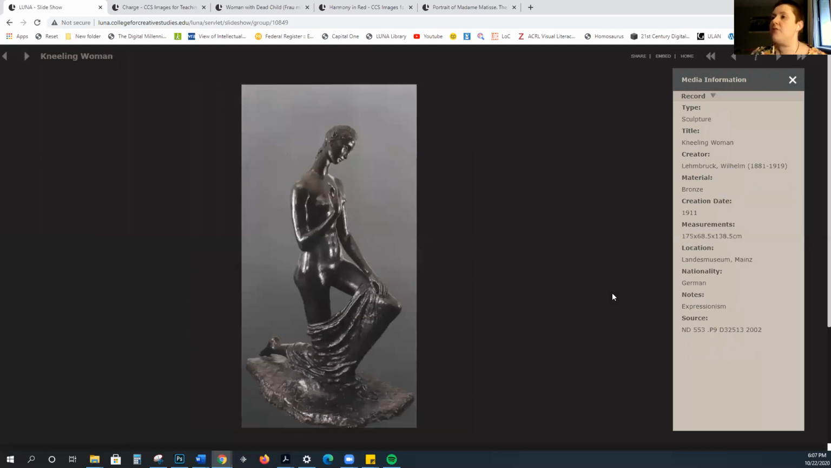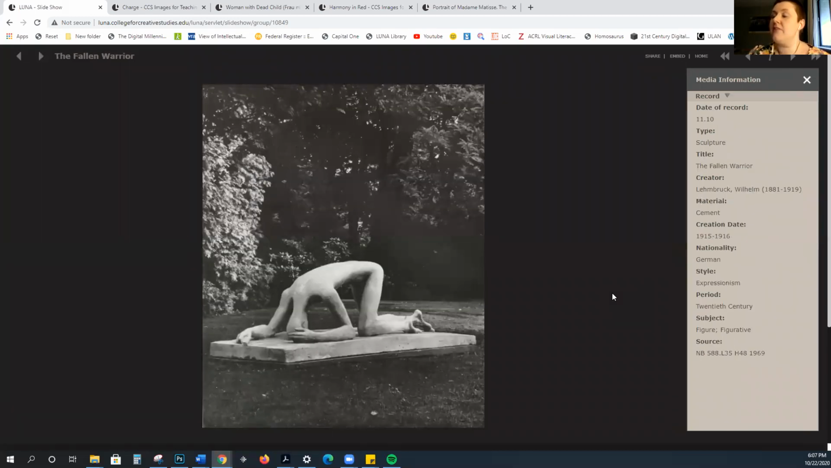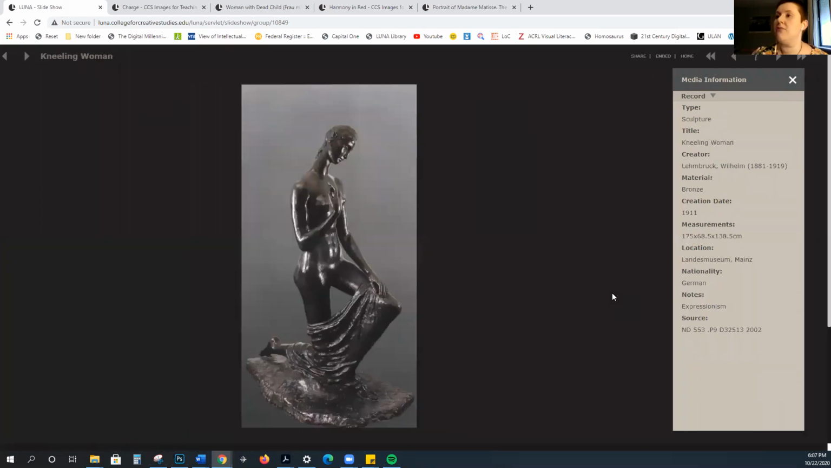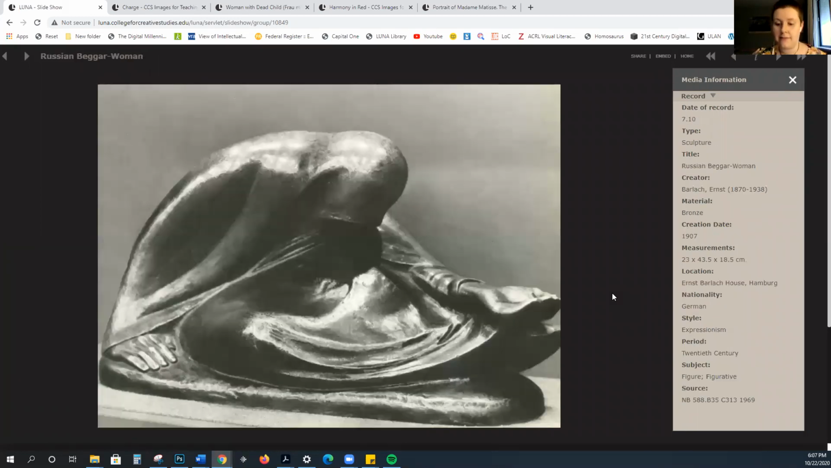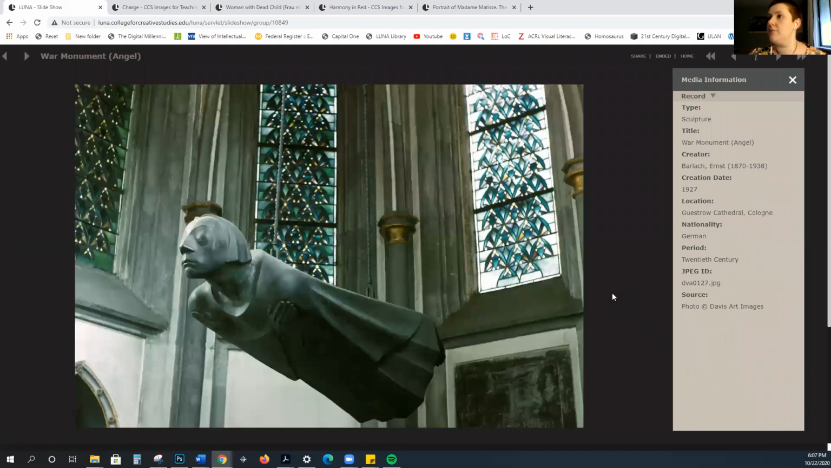Sometimes we see the attenuation, or the stretching, of figures, as with Lehmbruck's work. Basically, these are distortions of form in order to create an emotional sense.